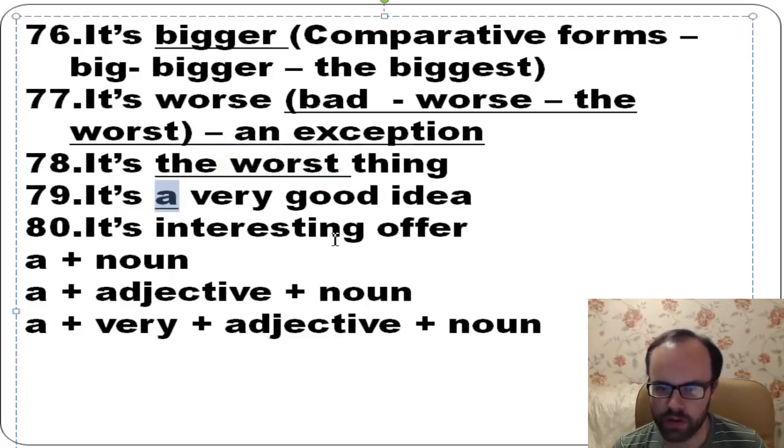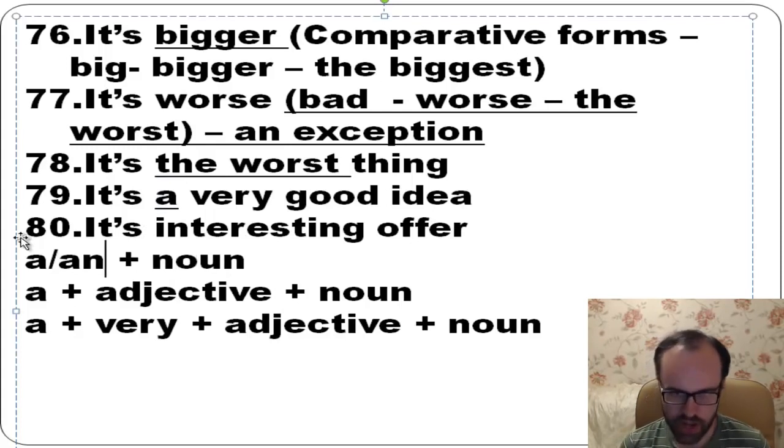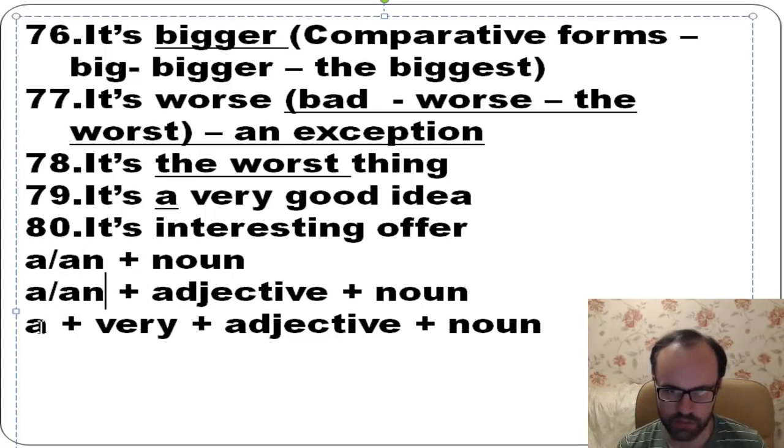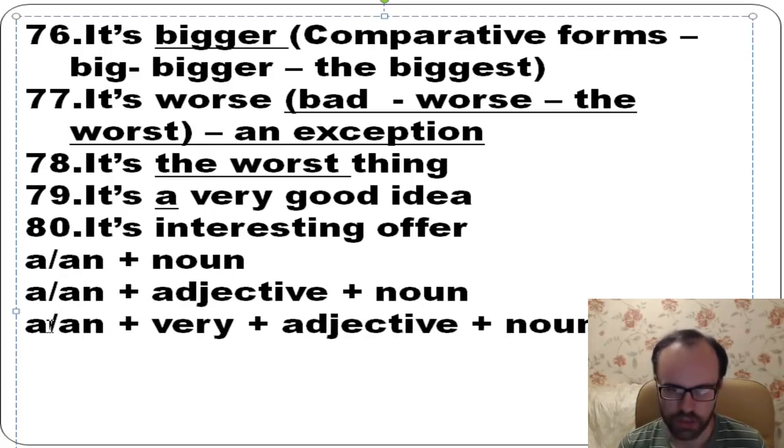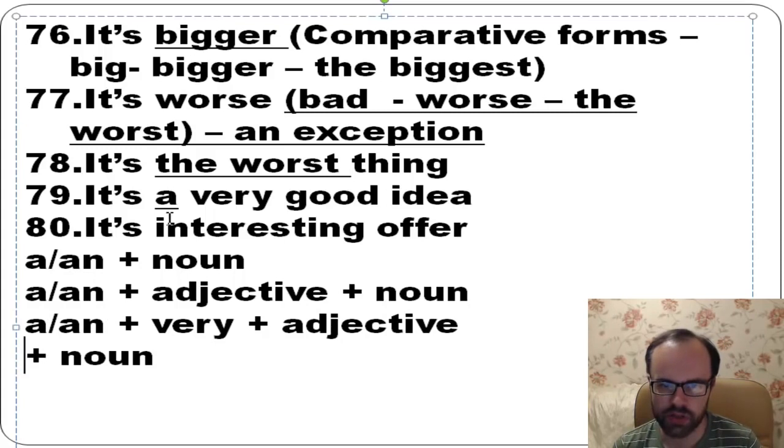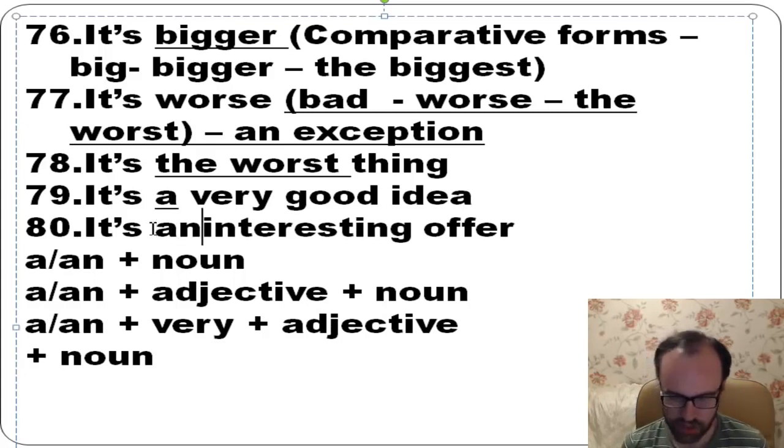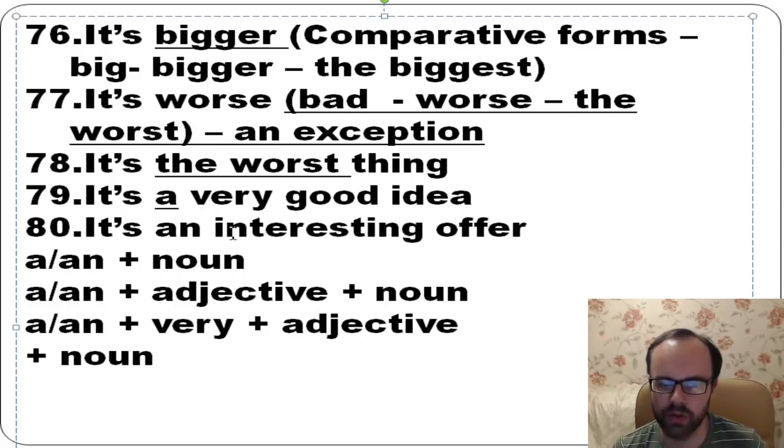It's interesting offer. So you have an adjective and a noun. Don't forget a or an. A or an. So, interesting. In this case, we need to use an. It's an interesting offer because of the sound e. So, if it's interesting, it's an interesting offer.